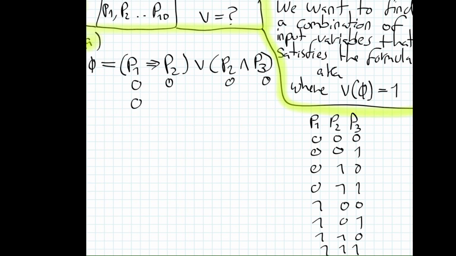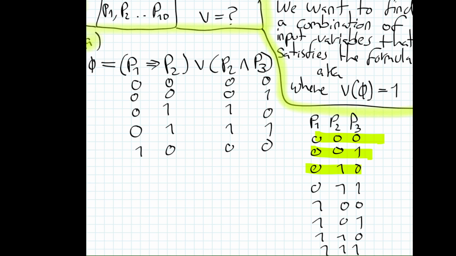Then we got 0, 0, 0, 1. And then we got 0, 1, 1, 0. Then we have 0, 1, 1, 1, 1, 0, 0, 0. Let me just train my eyes a little bit for this. 1, 0, 0, 1, 1, 1, 1, 0. And for the last one, it's all ones.